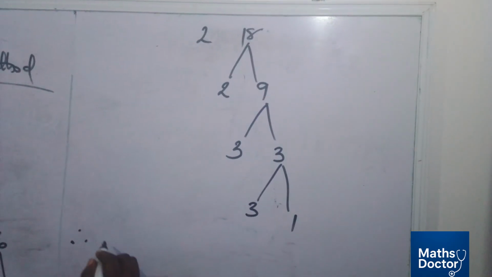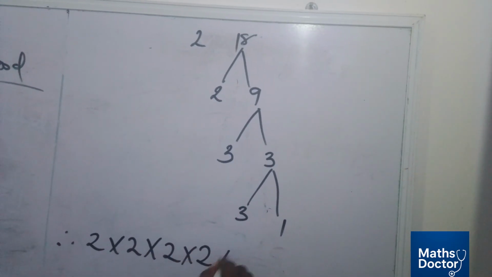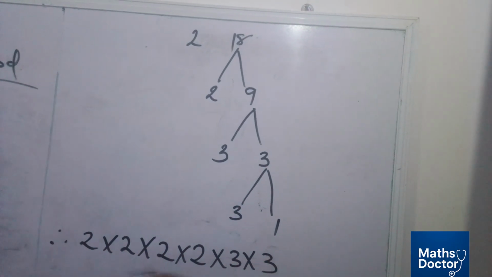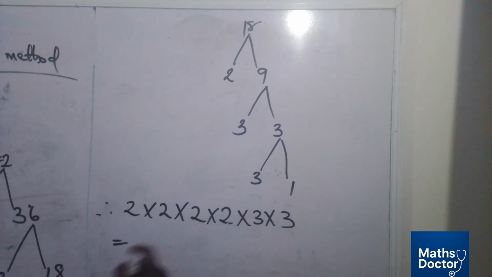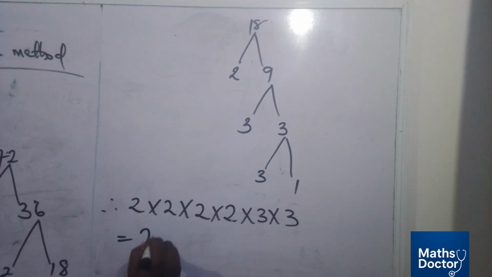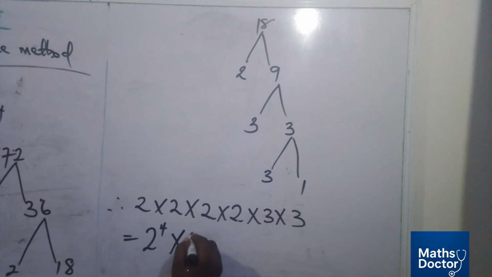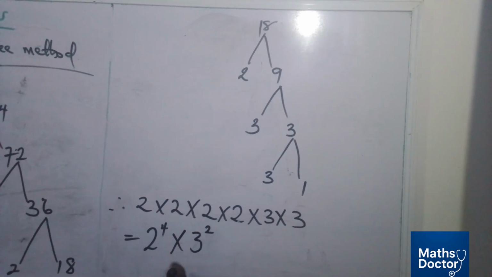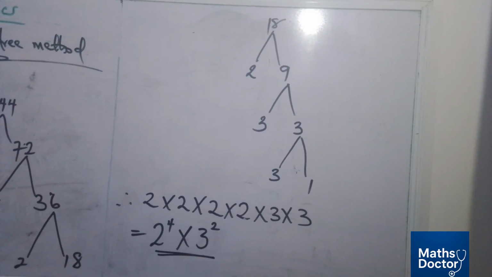Therefore, we have 2 times 2 times 2 times 2 times 3 times 3. In index form, 1, 2, 3, 4, meaning 2 appears 4 times, 2 raised to power 4. And 3 appears twice, raised to power 2, 3 raised to power 2. And this is our answer.